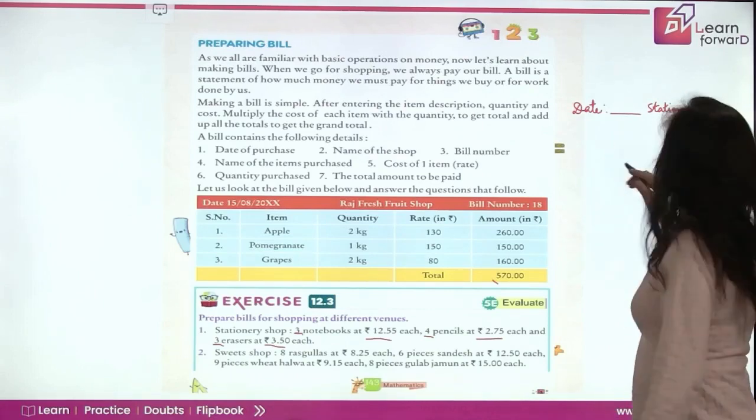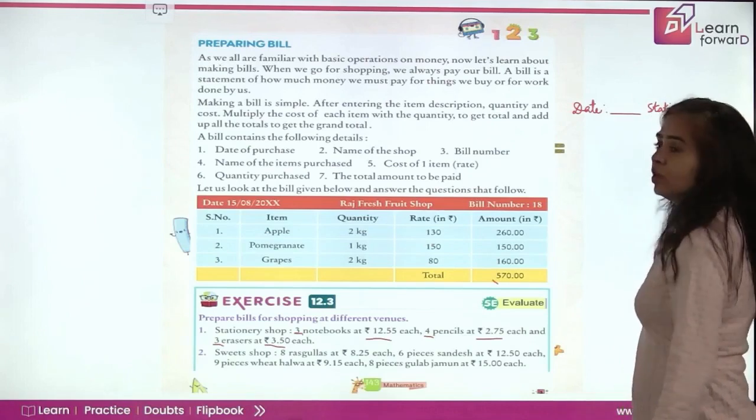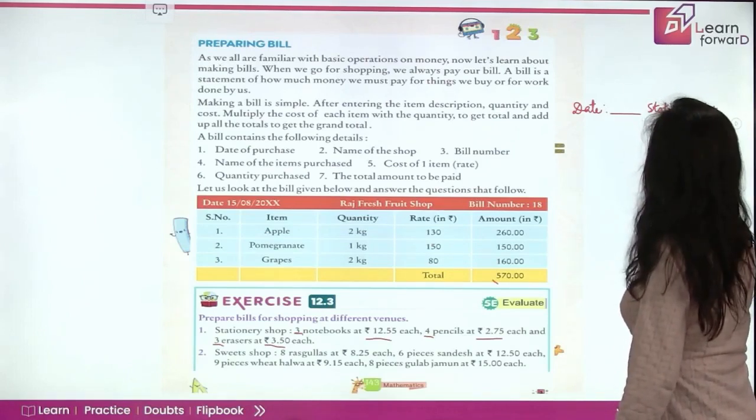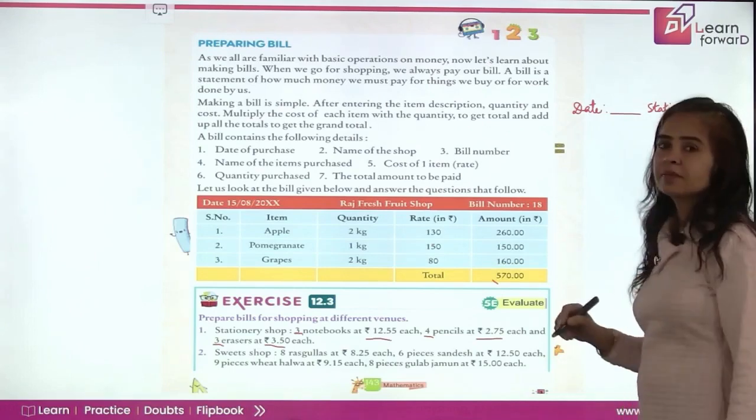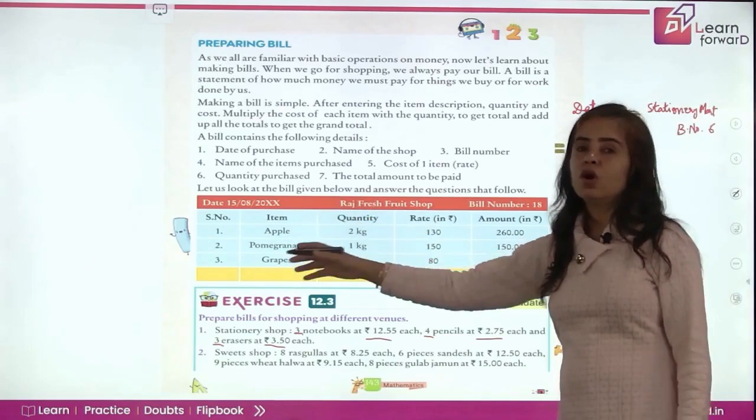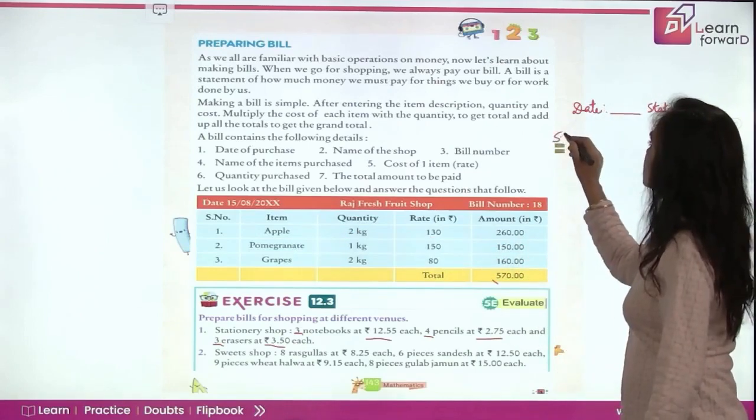And after that, I have to write the bill number also in front of it. So I'll write bill number. You can write it any. Let it be 6. Right? Now I'll make columns here. This is the column for serial number.